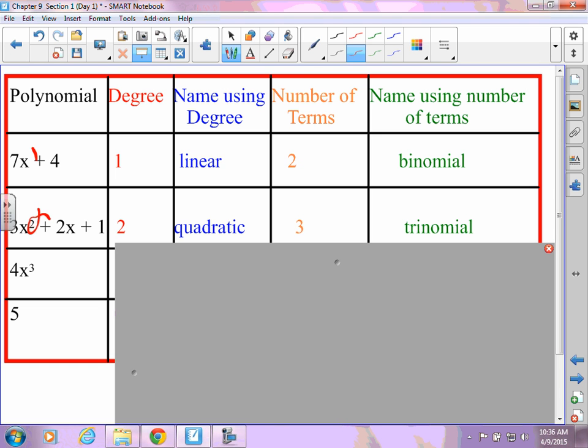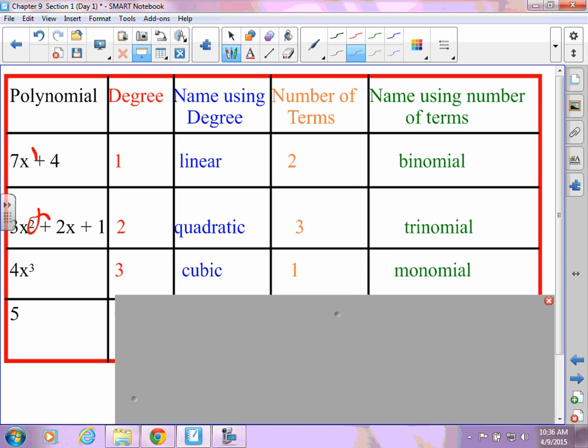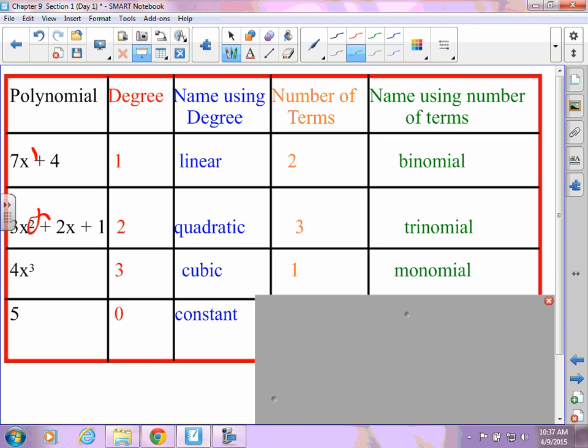Okay, and this last one, do you see how there is no exponent? This is one we did not put on the list, and you might want to include on your list. Whenever I don't have a variable, okay, the degree is 0 because there isn't a variable there. We call that a constant. Okay, so that's something you're going to need to add on that list.